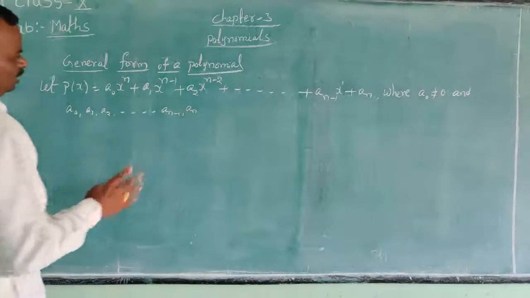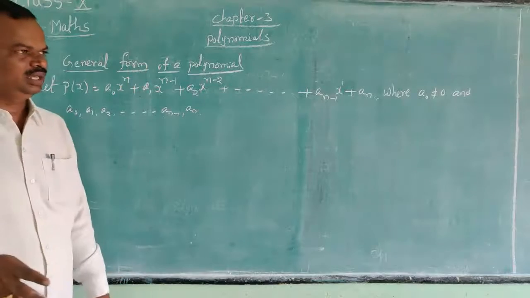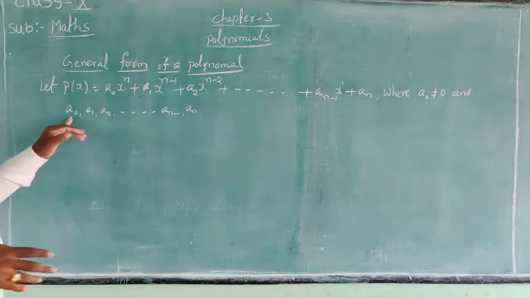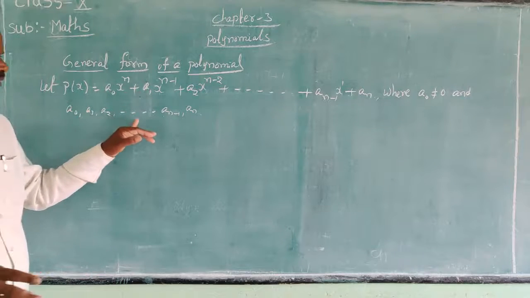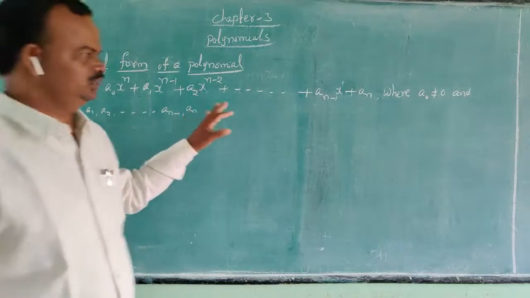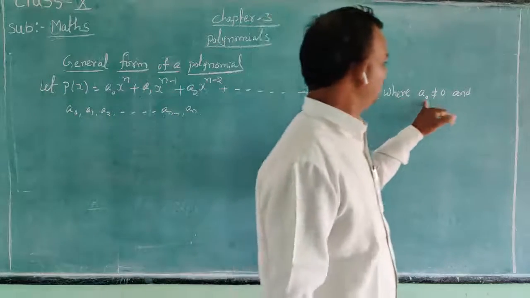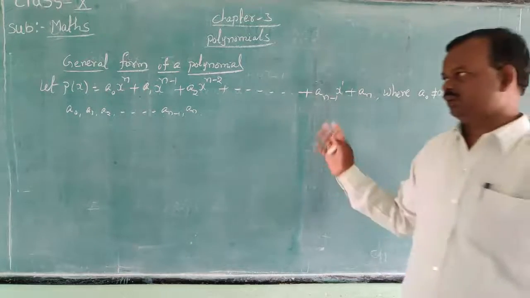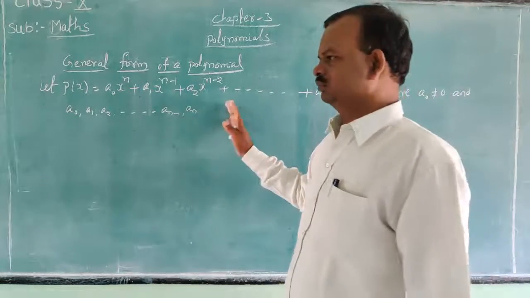General form of the polynomial with degree n. Here the coefficients a0, a1, a2 and so on, an minus 1, an are real coefficients and a0 not equal to 0. a0 is not equal to 0 because it is an nth degree polynomial.